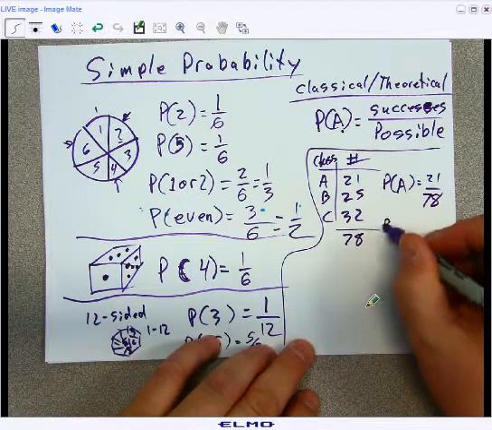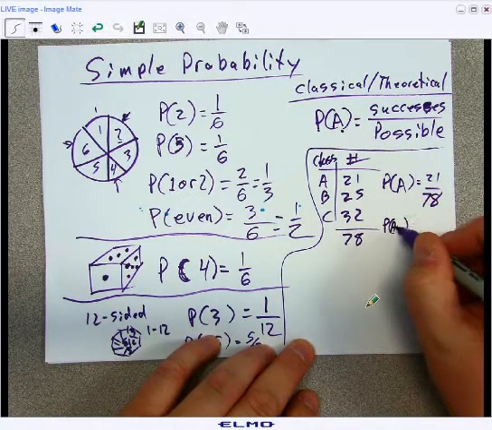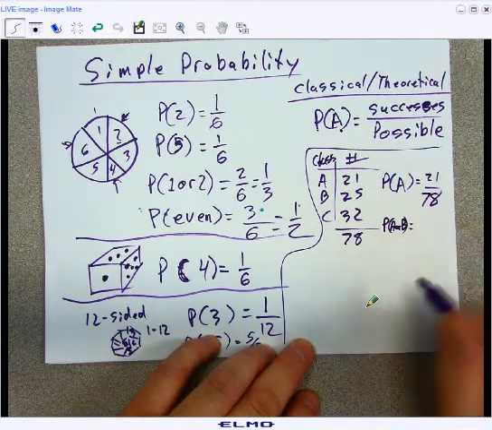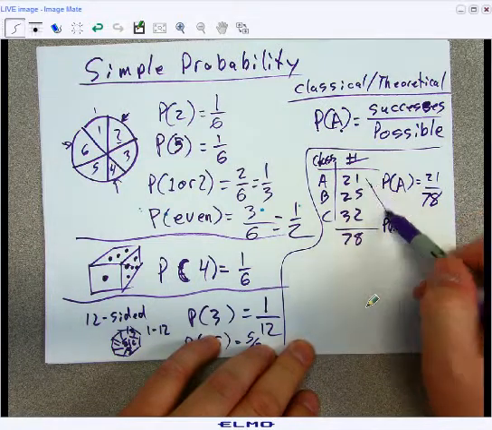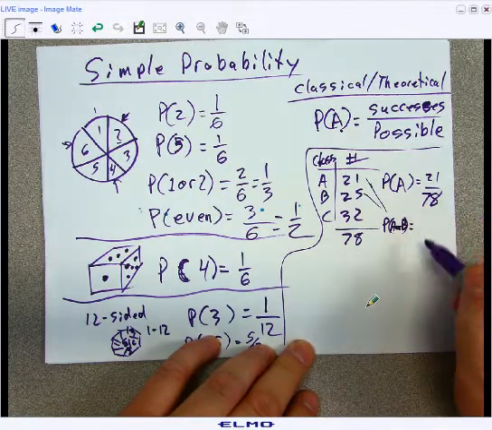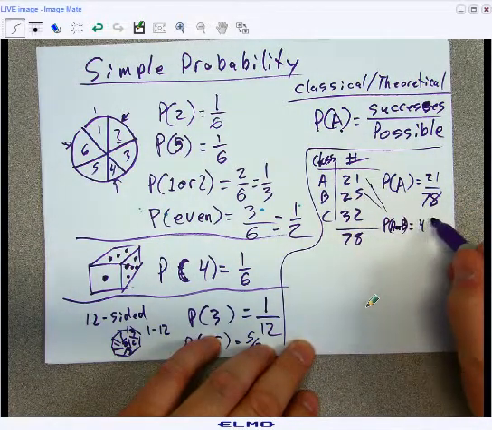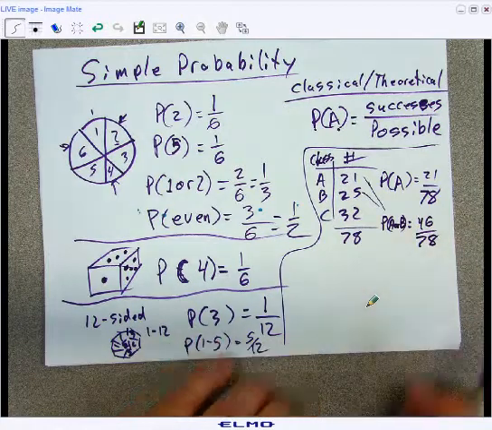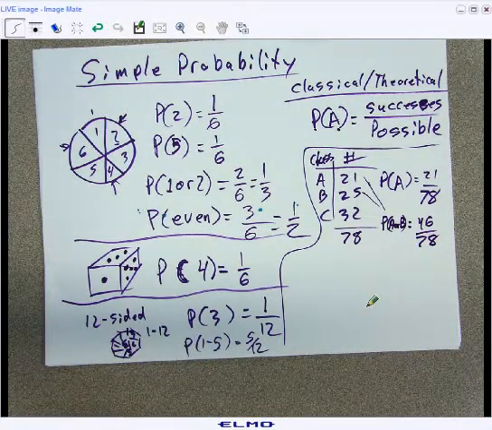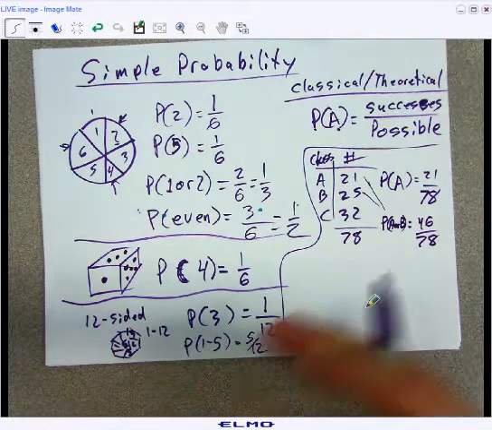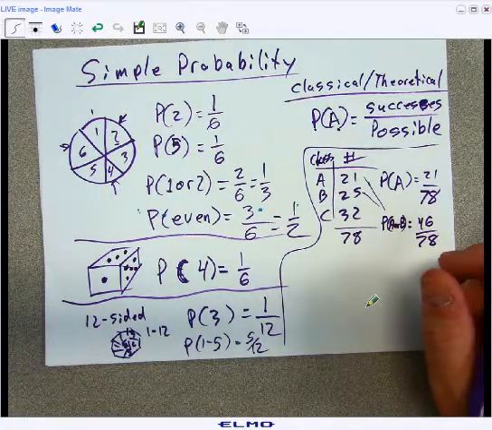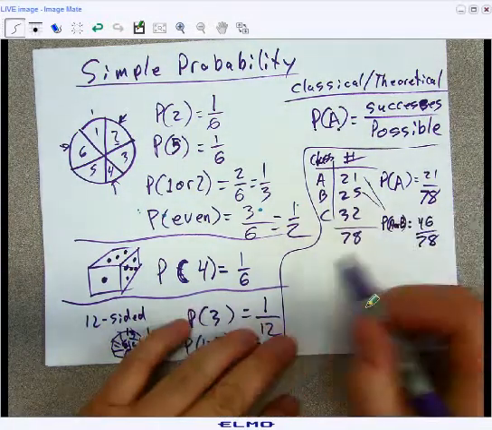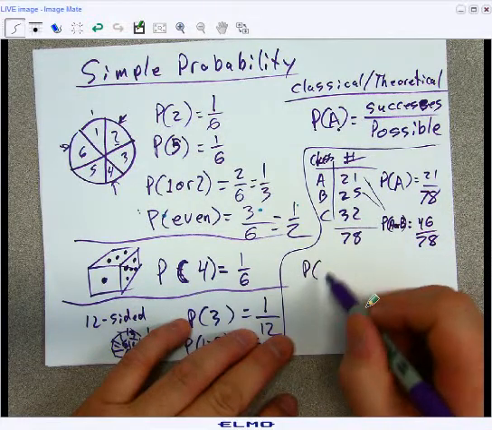Now, if I want the probability of being in class A or B, I would simply take these 2 and put them together, and I would have 46 out of 78. So I can do it from a chart. Whether it's a die, a spinner, a chart, we can begin looking at all of these. Let's look at one more probability though.